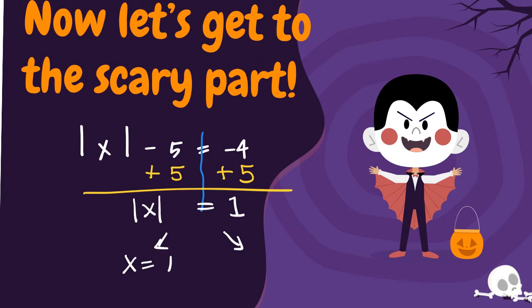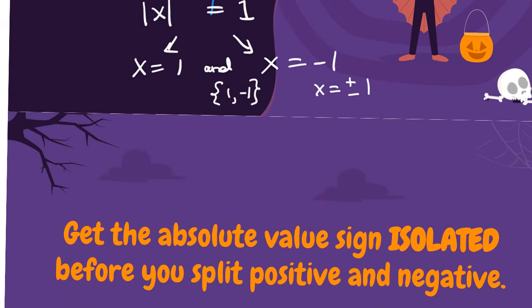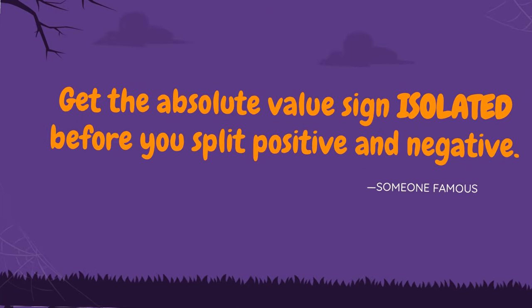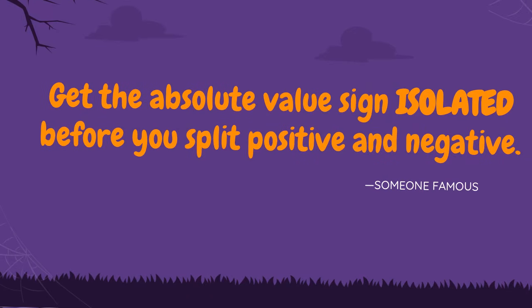X is equal to 1, and x is equal to -1. 2 solutions. Some people put it like this: x equals plus or minus 1. All are correct solutions. All right, let's get a little more crazy. Oh, before that, I want you to write this down. Get the absolute value sign isolated before you split positive and negative. Someone famous wrote that. I don't know who, but somebody really famous wrote that. So always get it isolated and then split positive, negative.